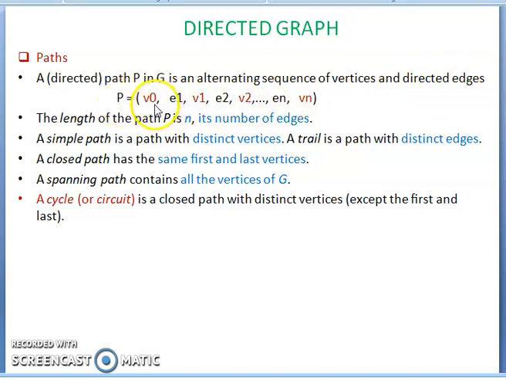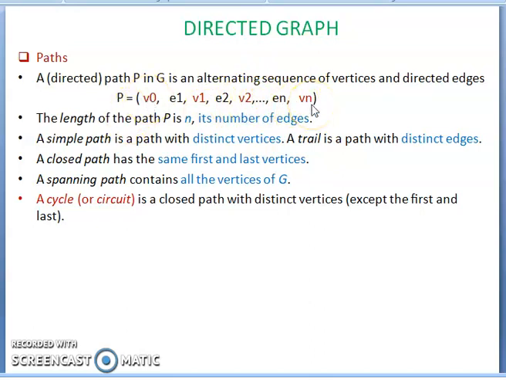The path P is equal to, starting point V0. From V0 to V1, there is one directed edge that is called E1. For E1, the starting vertex is V0 and the ending vertex is V1. For E2, it starts at V1 and ends at V2. Like that, this is from V0 to Vn.